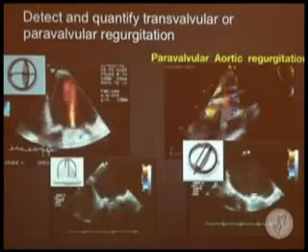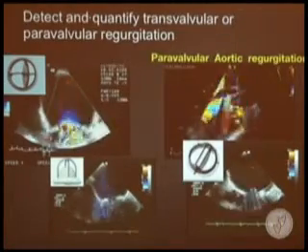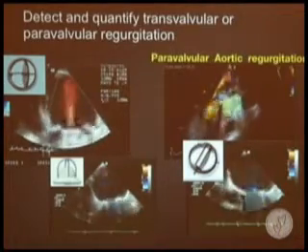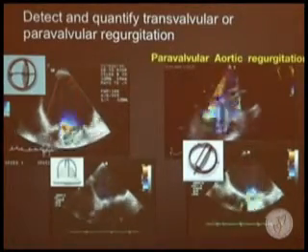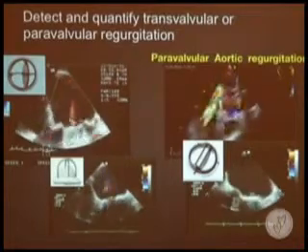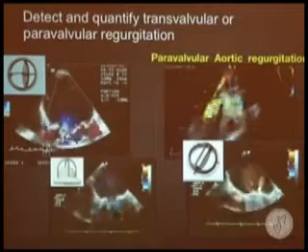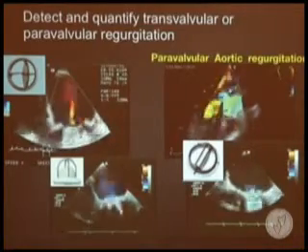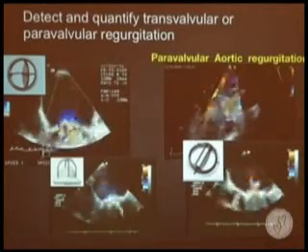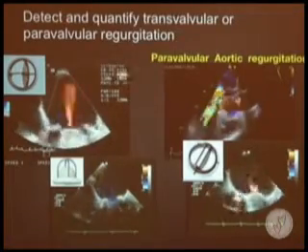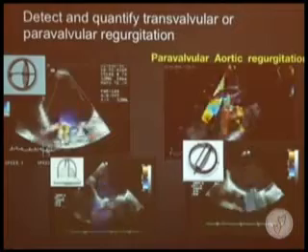Third, you also have to detect and quantify transvalvular and paravalvular regurgitations. This is a normal flow of the single tilting disc. There's a valvular regurgitation, there's a normal. This is a caged ball. This is a bileaflet tilting disc.